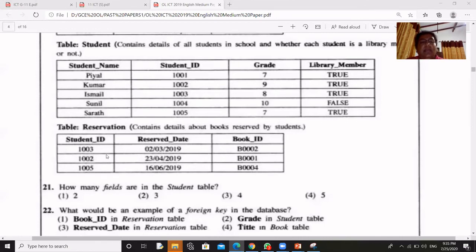A book that one student took, another student can take as well, can't they? That means the book ID can repeat. We have only 3 records here, right? But sometimes it may be repeated. But when we consider both, and what about the date, right?